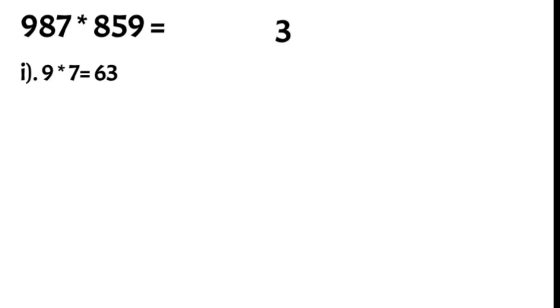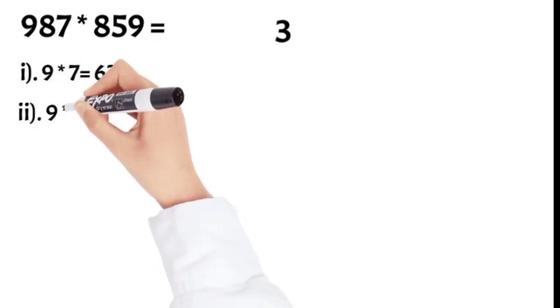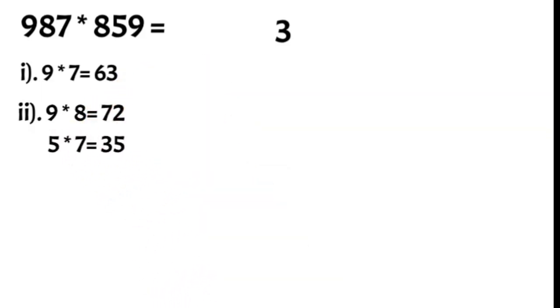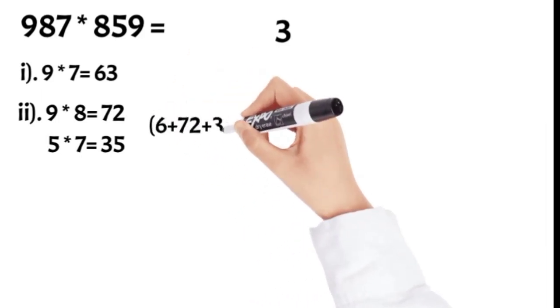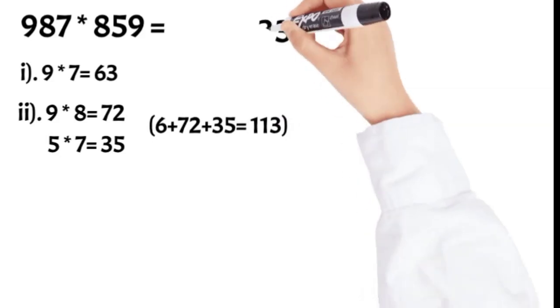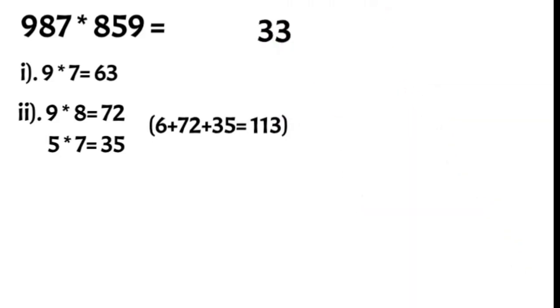In the second step, we cross multiply the last 2 numbers. That is 9 into 8, we get 72, and 5 into 7, we get 35. Now add all these numbers with the 6 we got in the first step. That is 6 plus 72 plus 35. We get 113. Put the 3 as the second last digit of the answer and keep the 11 for the next step.